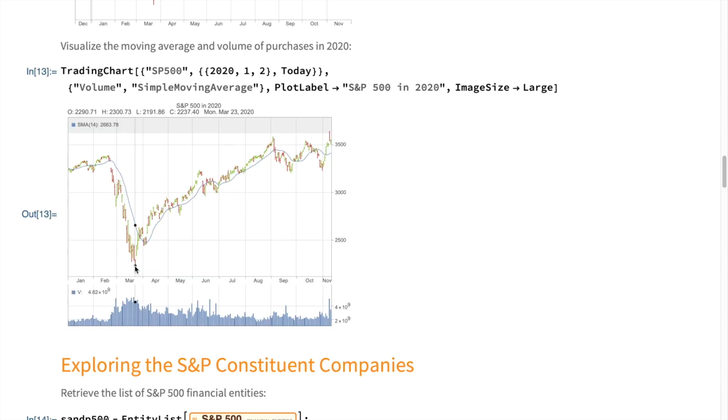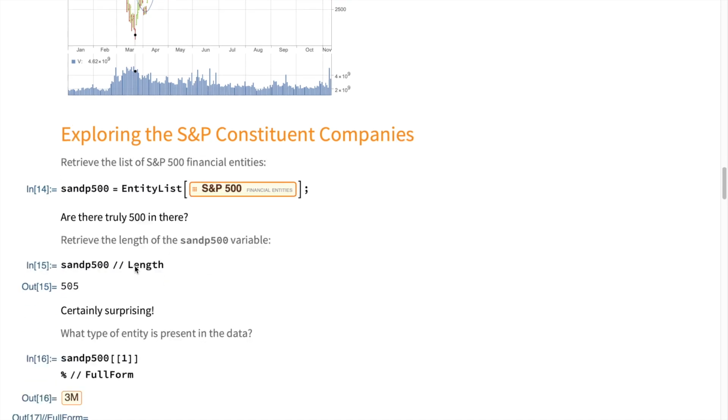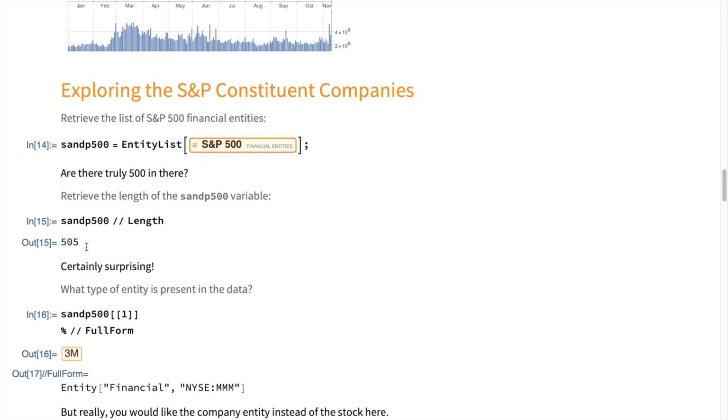Okay, now we explored the S&P index. What about the constituent companies? Let's dive right in. Let's get the entity list of the S&P. I was curious, are there truly 500 in there? Taking the length gives 505, which is surprising.